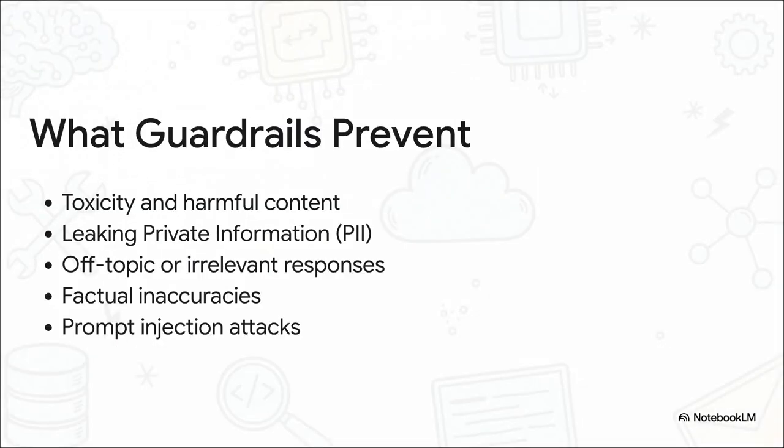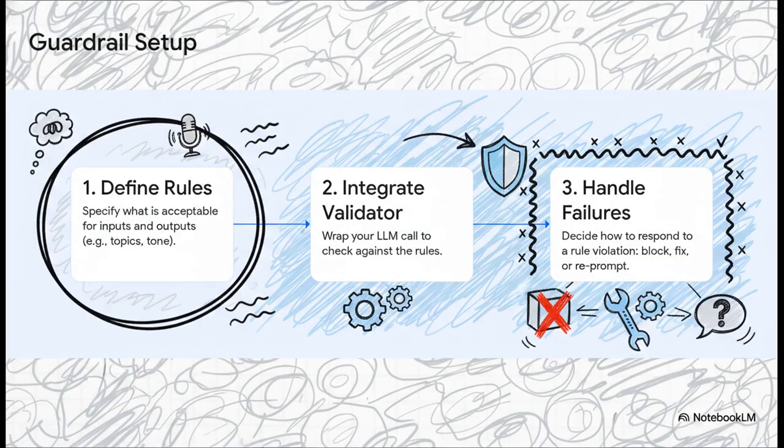So what are we talking about here? What do these guardrails actually protect you from? Well, all the scary stuff, really. They stop the AI from generating toxic or harmful content. They prevent it from leaking sensitive personal information. They keep it on topic so it doesn't just start rambling. They even help prevent factual errors. And, crucially, they're your main defense against attacks like prompt injection, where someone tries to hijack your AI for their own purposes.